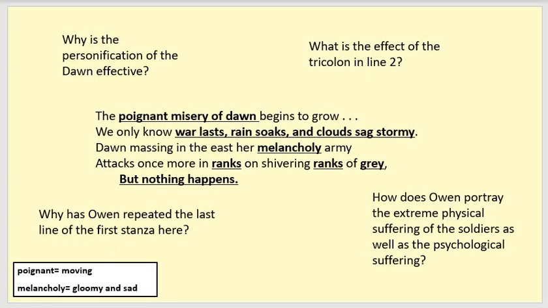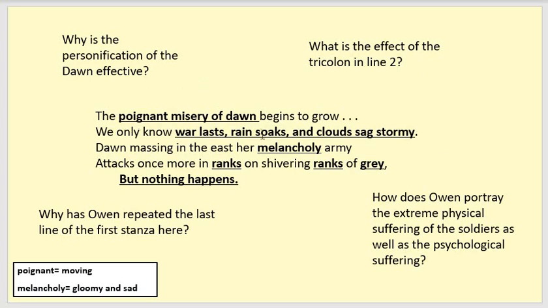The poignant misery of dawn begins to grow. We only know war lasts, rain soaks, and clouds sag stormy. Dawn massing in the east, her melancholy army, attacks once more and ranks on shivering ranks of grey, but nothing happens. And again, linking back to that idea of the romantics, you've got dawn being personified as something quite negative, whereas we would expect dawn to symbolise a new beginning.